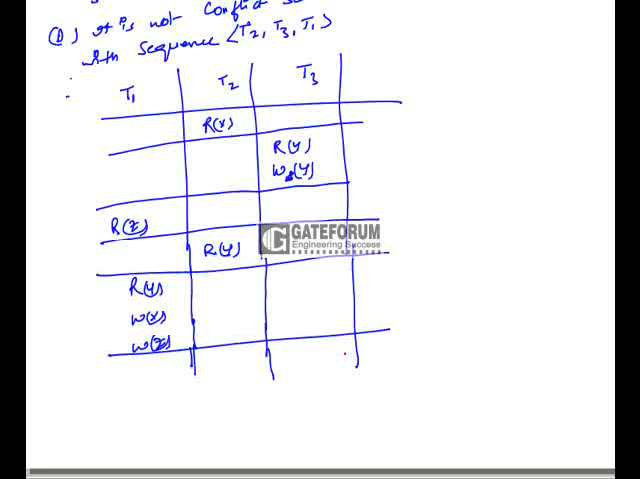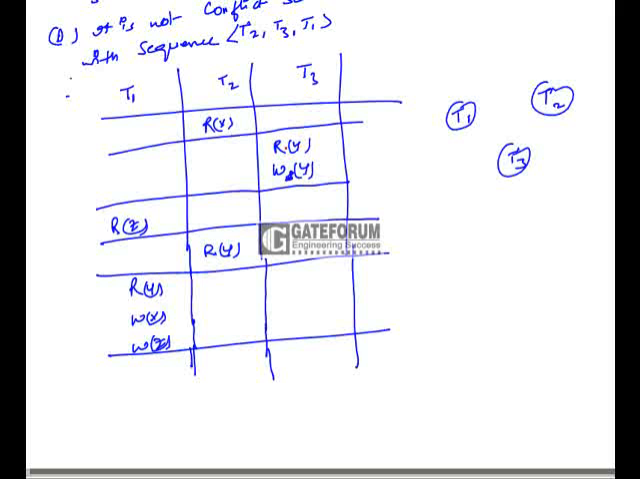So let us find if it is conflict serializable or not. In order to find the conflict serializable, we have a shortcut by which we can find if it is conflict serializable or not. That is nothing but drawing the precedence graph from the given schedule. So it consists of three transactions T1, T2 and T3. Here we have to identify if there are any conflicting operations or not.